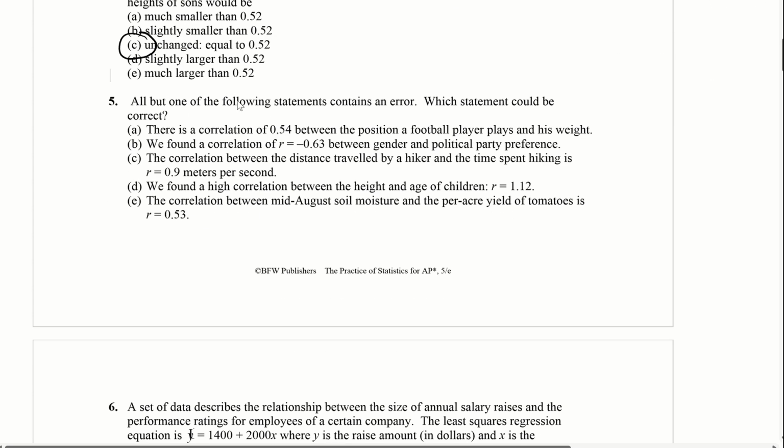All but one of the following statements contains an error. Which statement could be correct? It says there is a correlation of 0.54 between the position a football player plays and his weight. This is incorrect because the position a football player plays, for example quarterback, wide receiver, whatever, is a categorical variable.